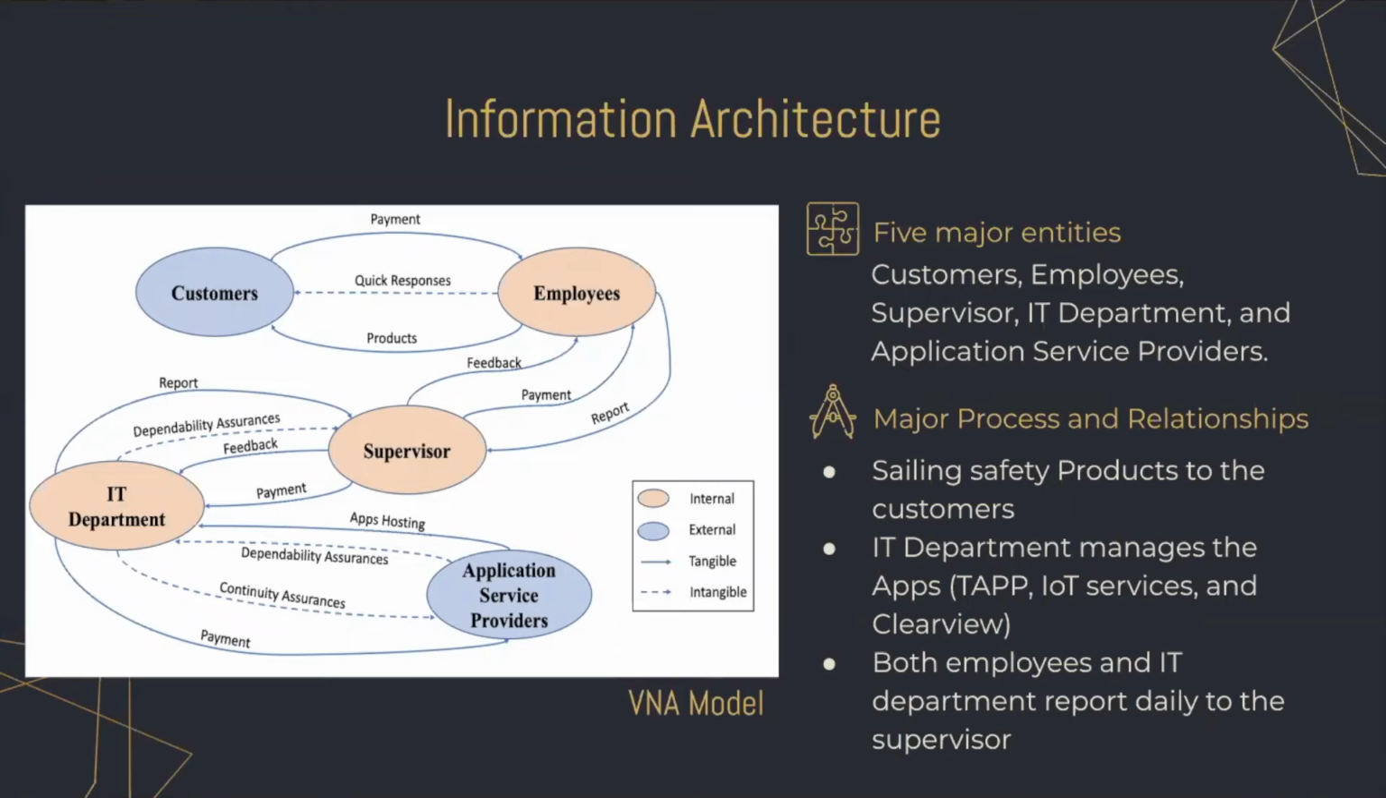Employees, supervisor and IT department are known as the internal value network. Meanwhile, the others are treated as the external value network. The major process for this store is selling safe products to the customers. The IT department manages the apps such as the TAPP, IoT services, and Clearview. And both employees and the IT department report daily to the supervisor so that the supervisor can know what is going on in the store. In particular, employees are the people who directly communicate with customers.